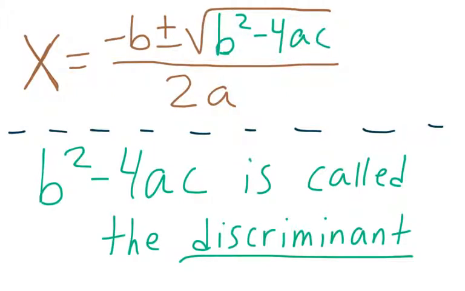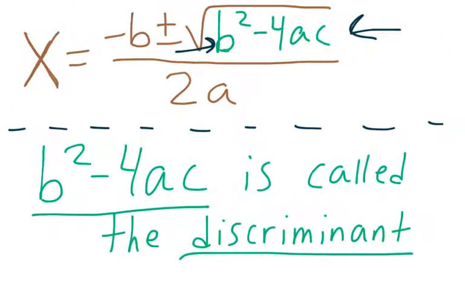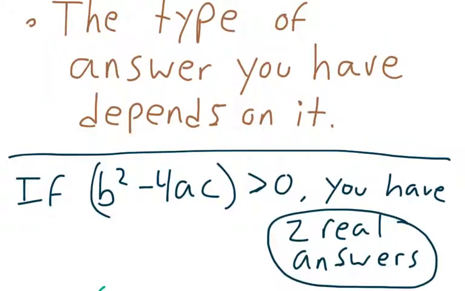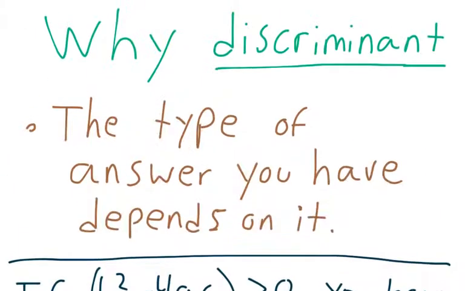So here's the whole entire quadratic formula. As you guys have already seen, x equals negative b plus or minus the square root of b squared minus 4ac, all over 2a. This green part right here is what's called the discriminant, the b squared minus 4ac. Just that part right here. That's your discriminant. So what this tells you is the type of answer you have.